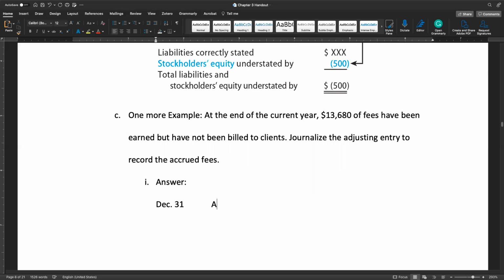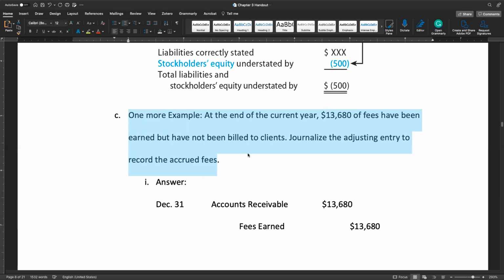Accounts receivable. So we're doing the same thing we did right above. And here it gives us the amount, so we don't have to figure that amount out. It's $13,680. And it already got our fees earned part for us. Our credit is for fees earned. So when you're doing your homework assignment, pay attention to the wording on these. If it's worded similarly, it's probably this kind of problem. Good.